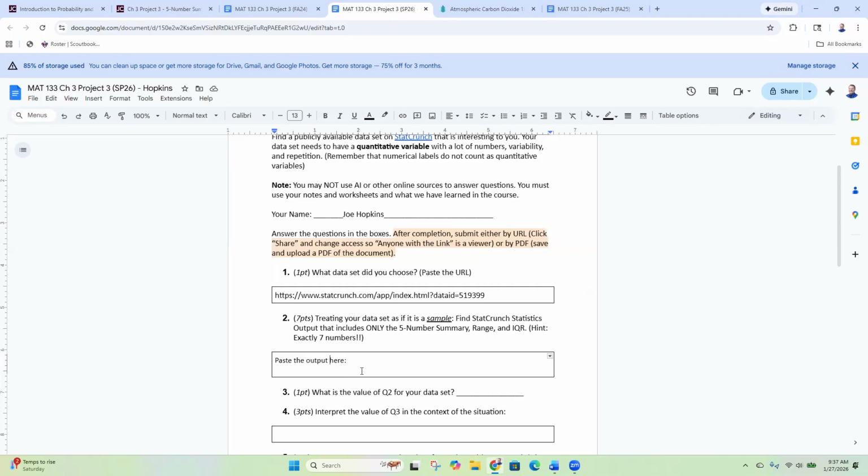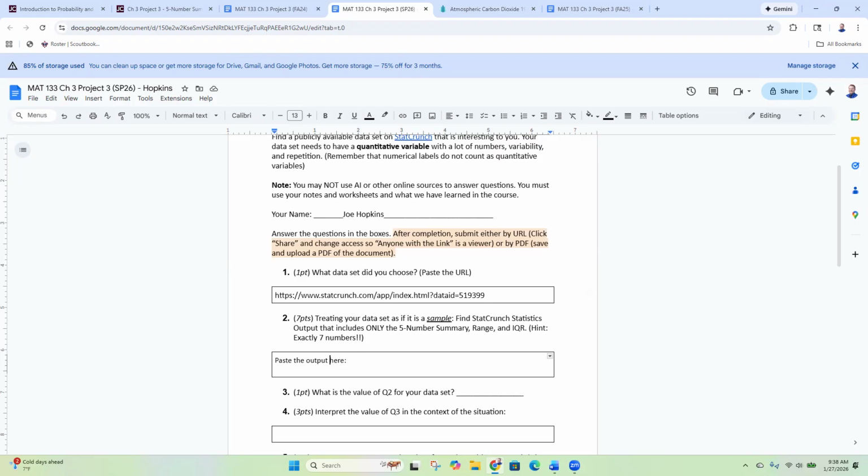Treating your data set as if it is a sample, find the StatCrunch statistics output that includes only the 5-number summary, the range, and the interquartile range. Hint, there should be 7 numbers, okay? So we don't want everything. We don't want the mean, sample size, and all those different things.